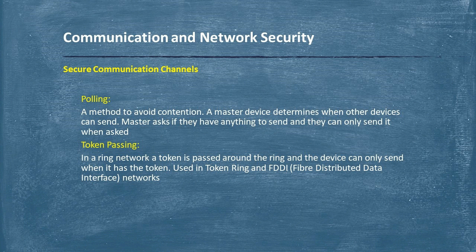Token passing uses a token in a ring network. A token is passed around the ring, and a device can only send when it has the token. Used in token ring and FDDI, Fiber Distributed Data Interface.